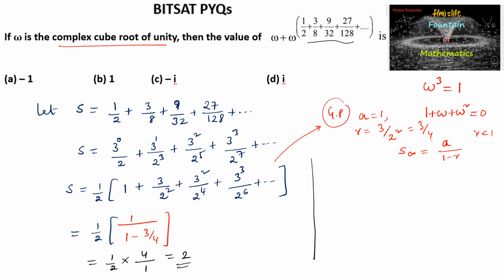So therefore we can write omega plus omega to the power S, which is equal to omega plus omega to the power 2. Since we know that 1 plus omega plus omega square is 0, omega plus omega square can be taken as negative 1. So minus 1 is the answer, which is our option A.